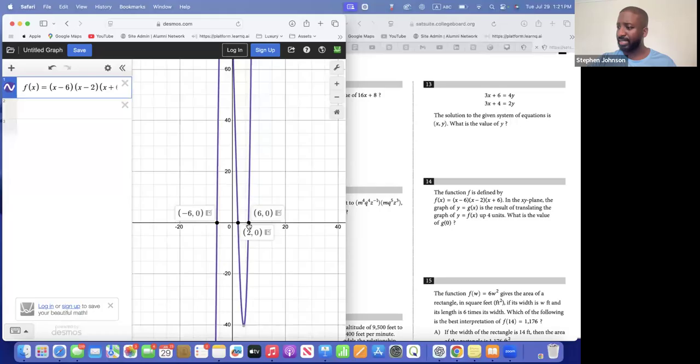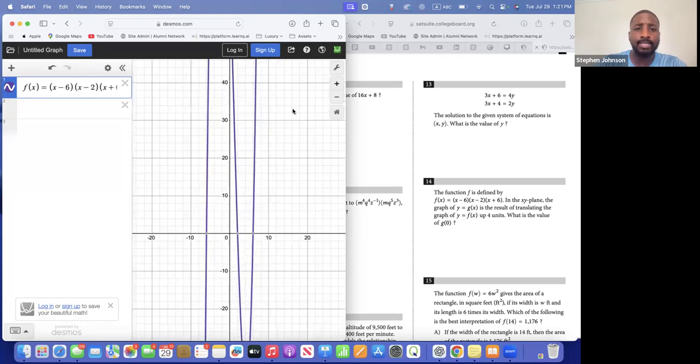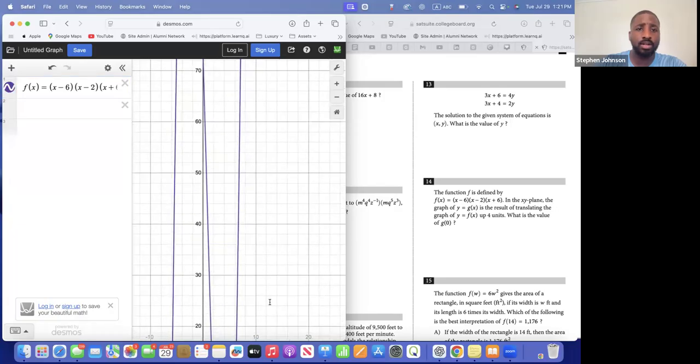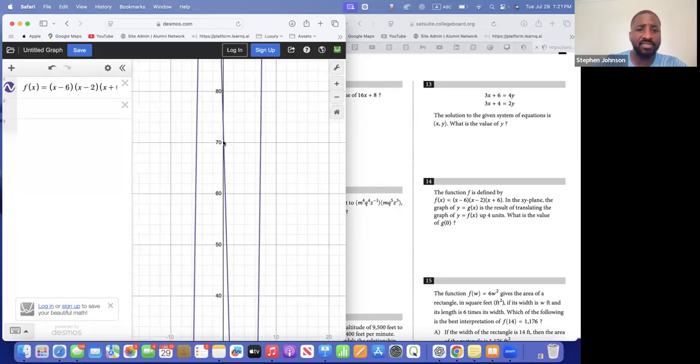The question says that this is f of x, but g of x is translating the graph of f of x up 4 units. So what's the value of g of 0? Well, what we're going to find out is, what's f of 0? So f of 0 is, let's find that. F of 0 looks like it's here, right there.